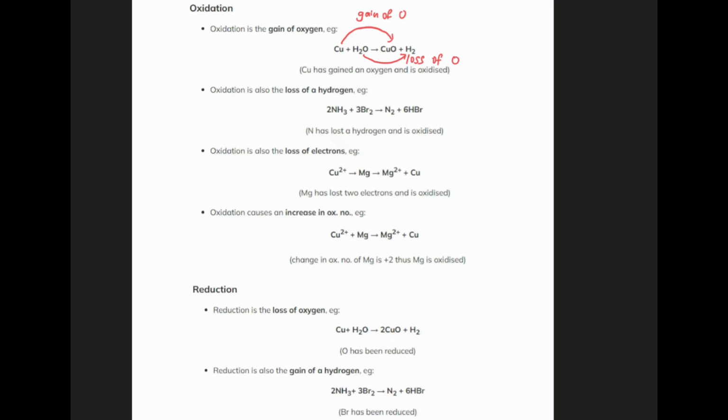The next one, the second point. Oxidation is also the loss of hydrogen. So you can see the example here. NH3 plus Br2 become N2 plus 6HBr. So what we can see here is the ammonia to nitrogen. This is loss of hydrogen. And Br2 to HBr, this is gain of hydrogen.